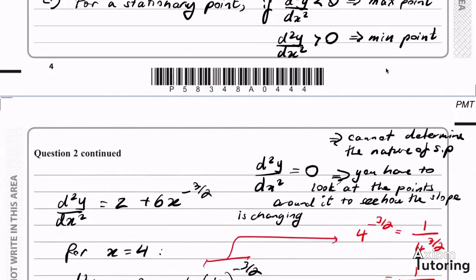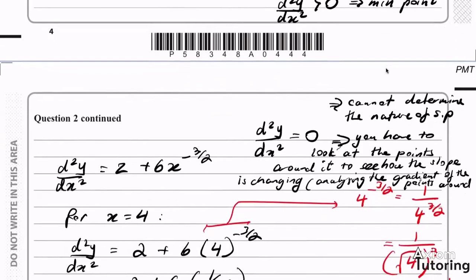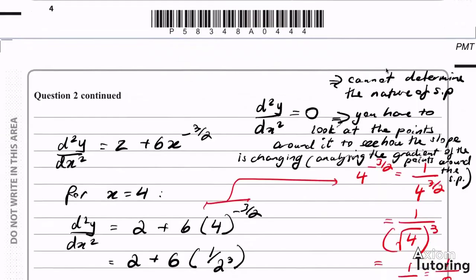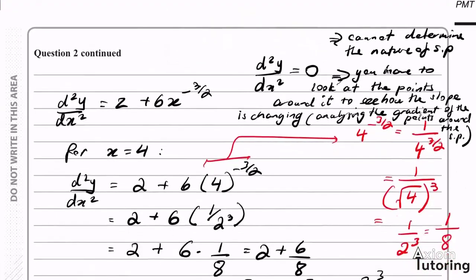So what you're doing there is analyzing the gradient of the points around, it's getting a bit difficult to write it there, points around the stationary point. So hopefully that clears that up and we can move on to question 3 now.